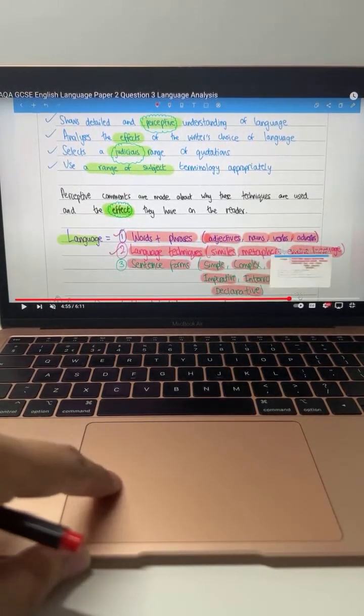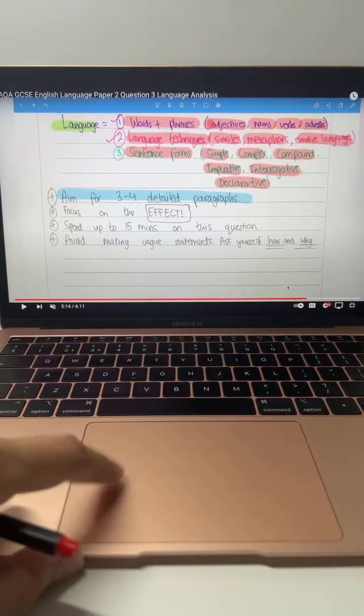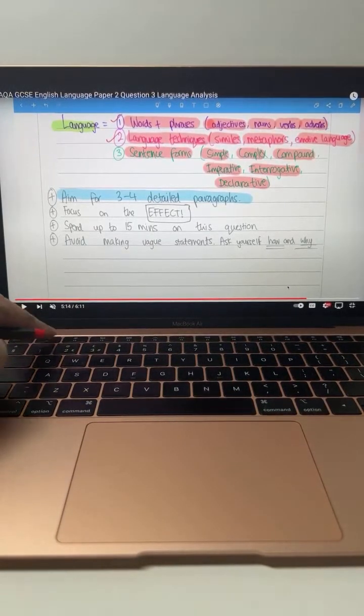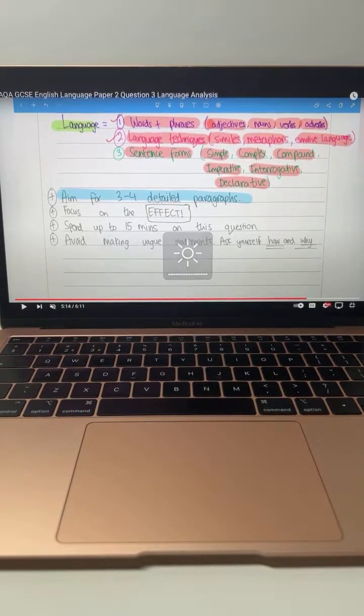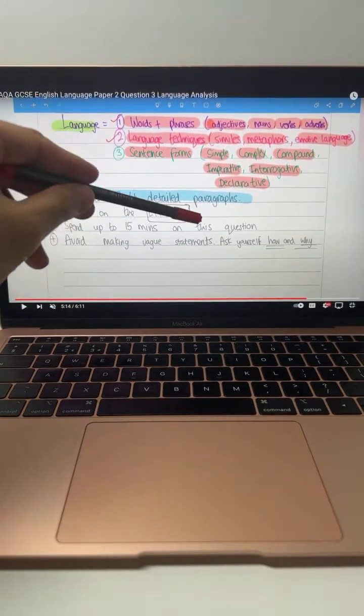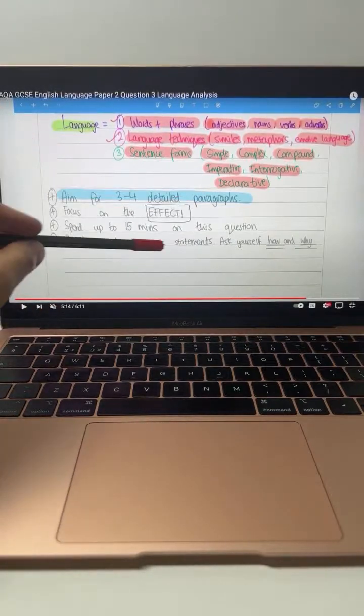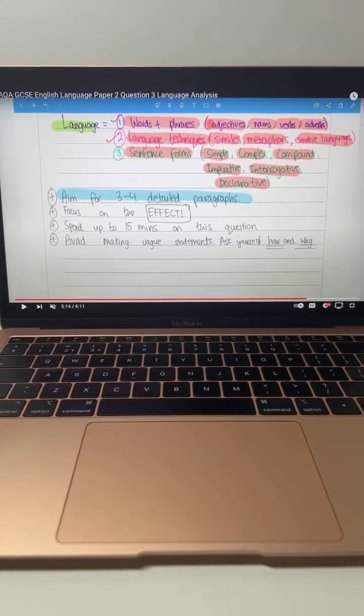That's fine. Okay, so some final top tips for this question. Aim for 3 to 4 detailed paragraphs. Focus on the effect. Remember, I always say this to my students, focus on the effect. That's where you score the top marks. If you look at the examiner's report, it always states how you can score the top marks by simply looking at the effect.